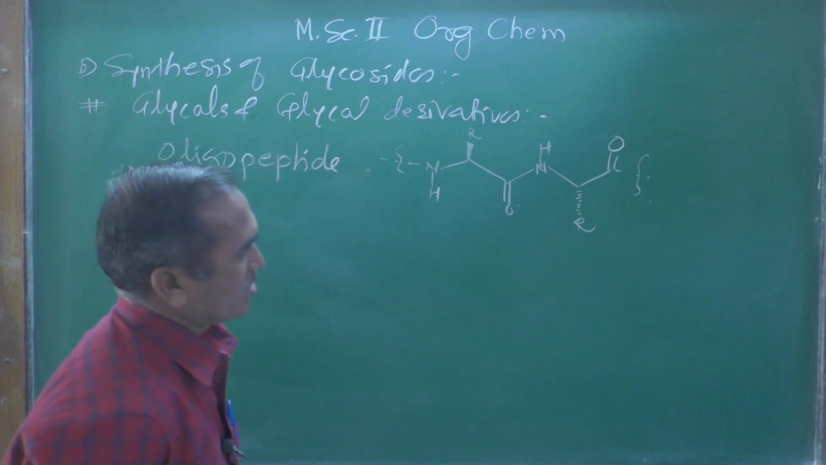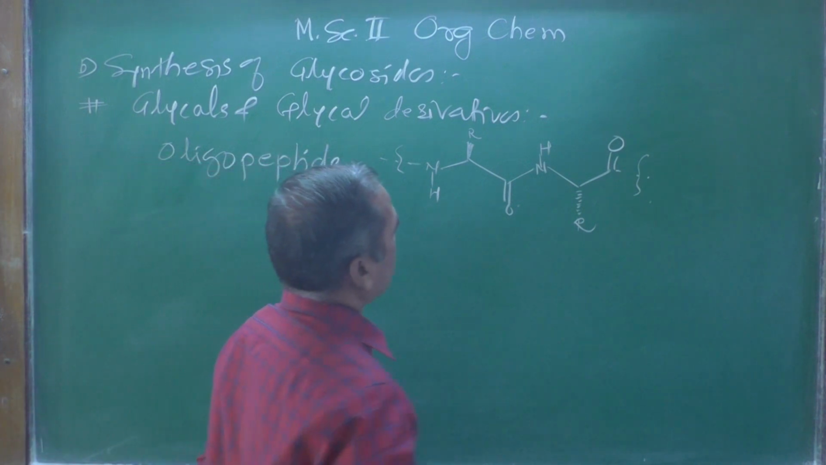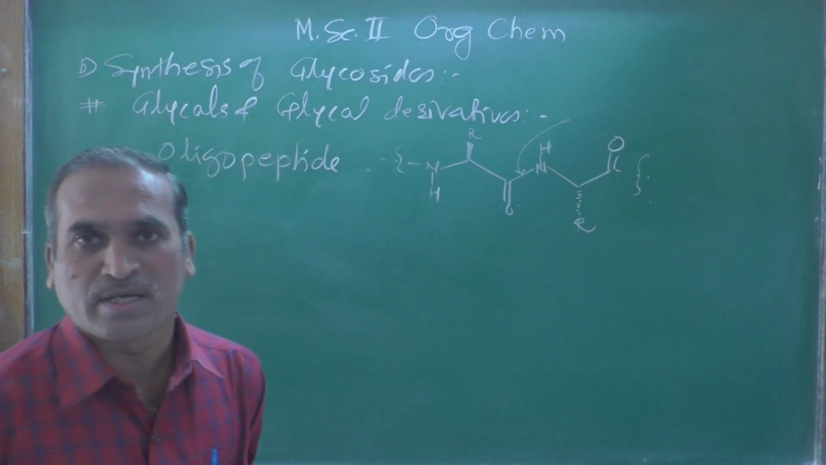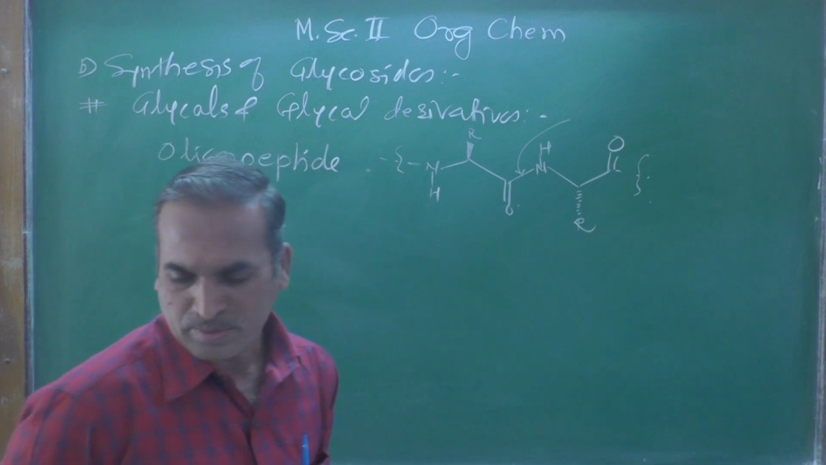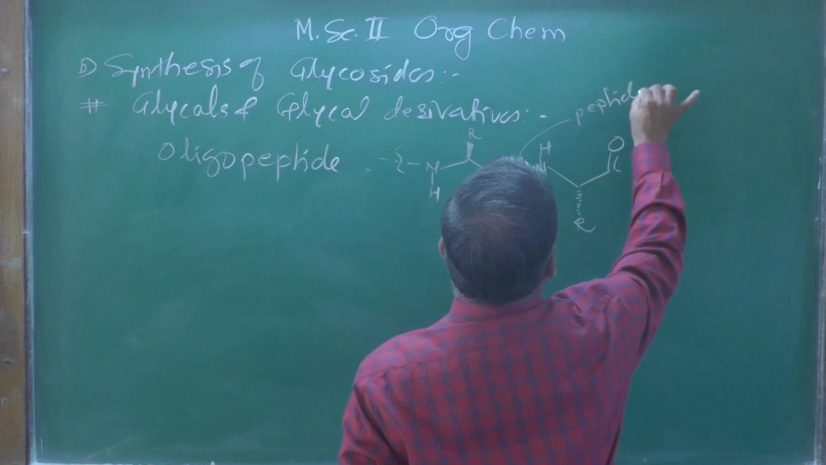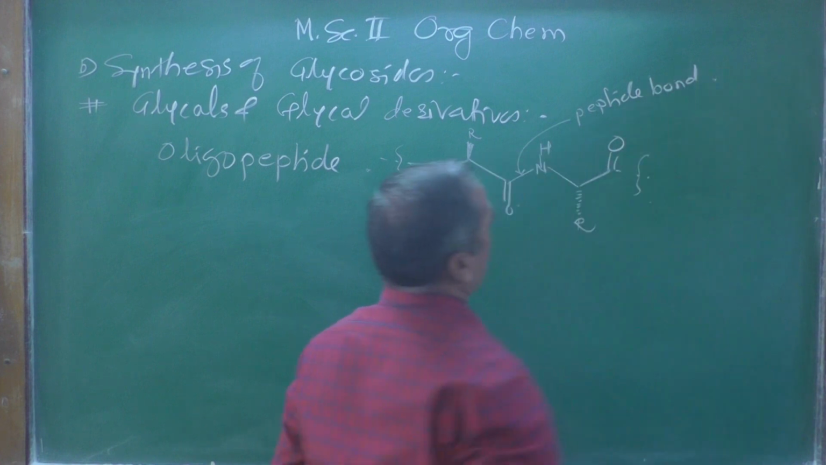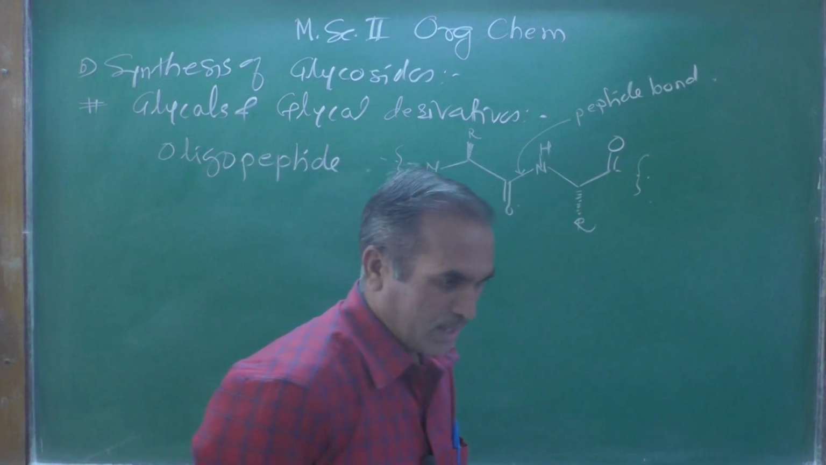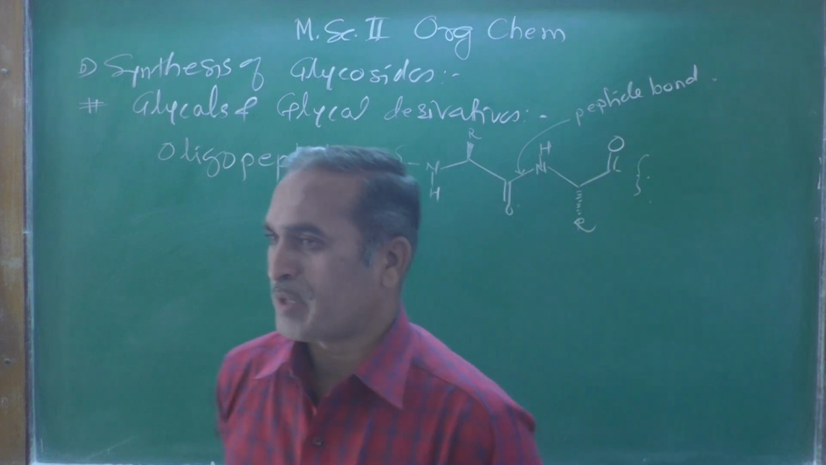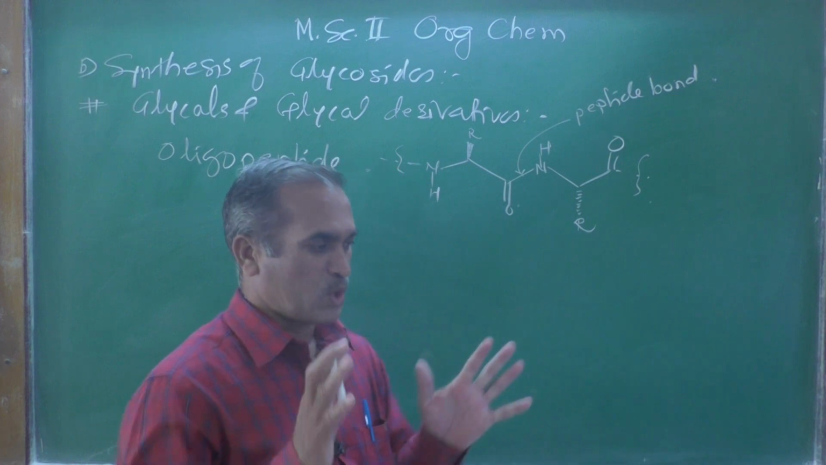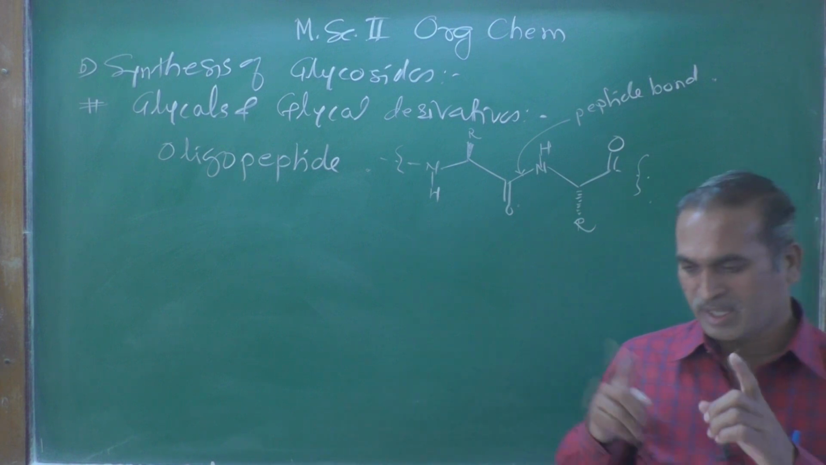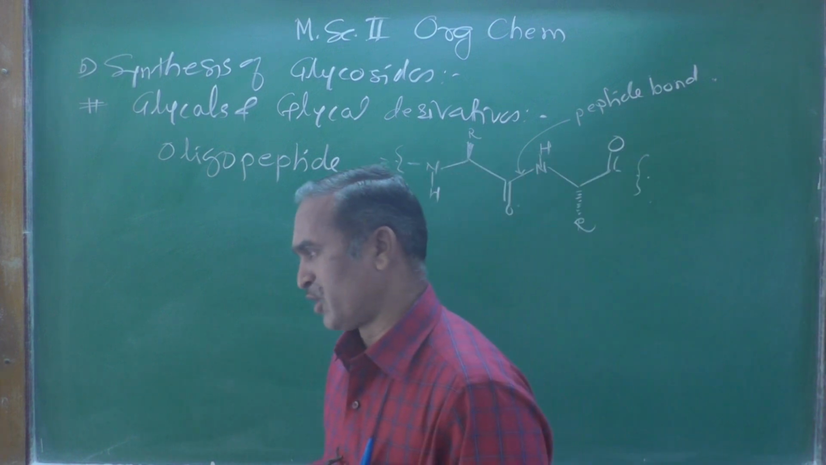If you observe this structure carefully, what do you observe here? Look at this. What is this? This is nothing but a peptide bond, right? Remember, this is a peptide bond, which mainly occurs in protein synthesis. This peptide bond is nothing but two amino acids joined together through their C terminal and N terminal, as we know.